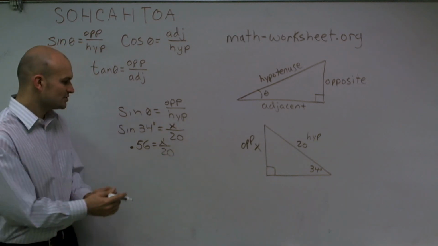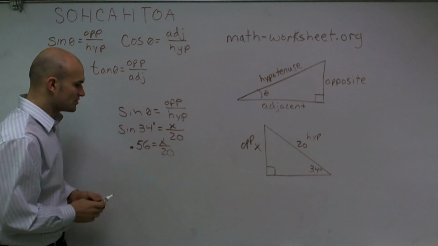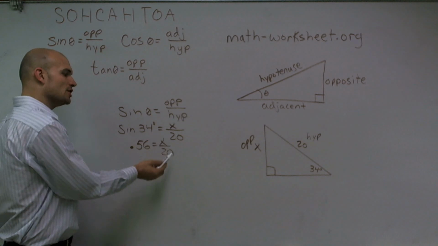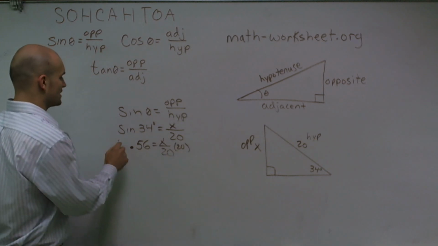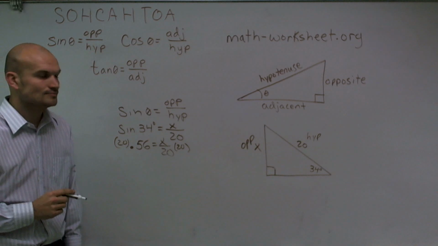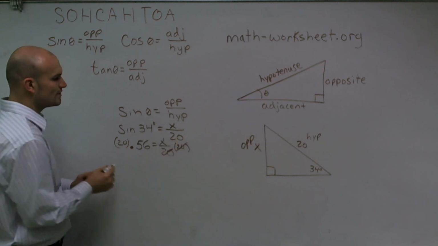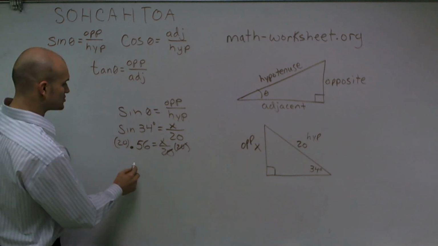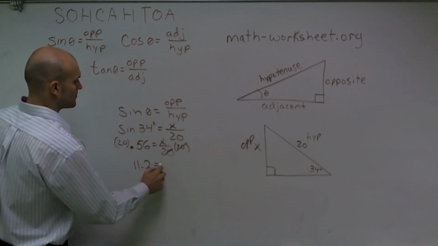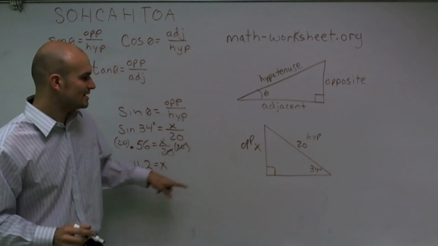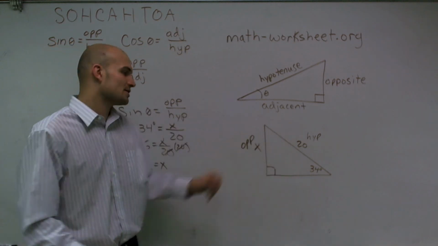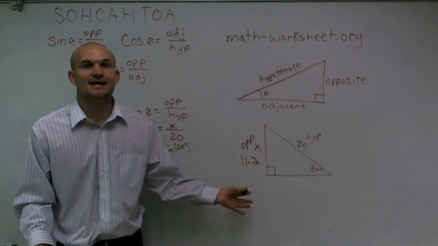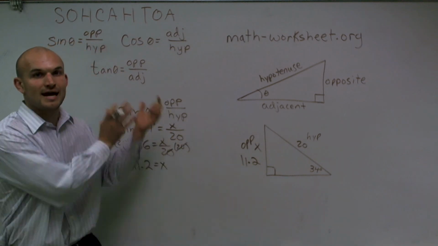Now, what we simply have to do is solve for x. To get my x by itself, I need to undo dividing by 20. To undo division by 20, I need to multiply by 20 on both sides. So the 20s cancel out, and what I'm left with is 20 times 0.56, which is 11.2. Therefore, what I've just determined is that my opposite side length for this triangle is equal to 11.2. So that's how you answer this problem using right triangle trigonometry and my trig functions.